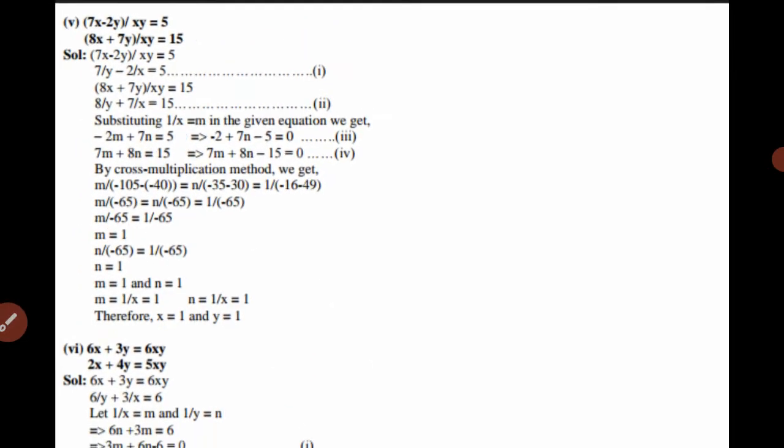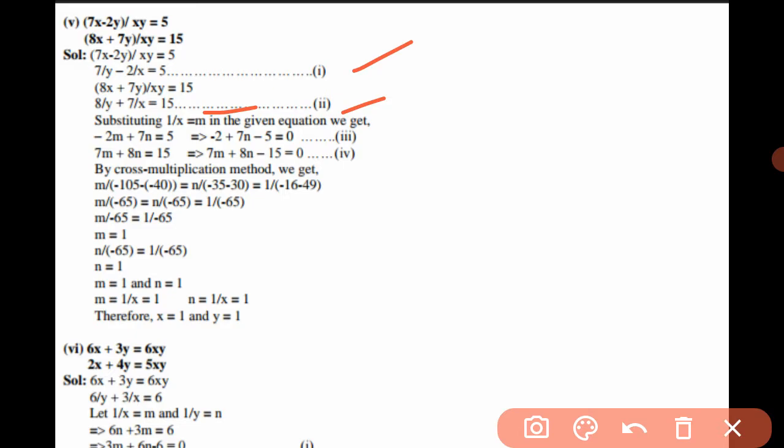In the fifth part we have given (7x minus 2y) upon xy equals 5 and (8x plus 7y) upon xy equals 15. Now by solving it, first we will divide them separately. So it will become 7 upon y minus 2 upon x equals 5. It will be equation number 1. Doing the second equation separately also, it will be 8 upon y plus 7 upon x equals 15. It is the second equation.